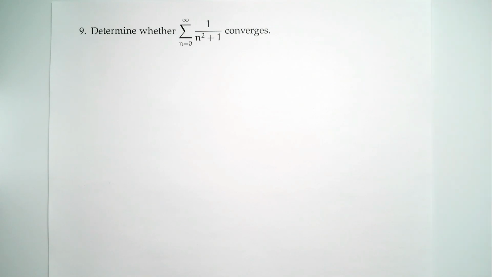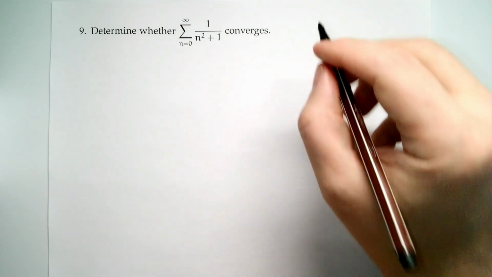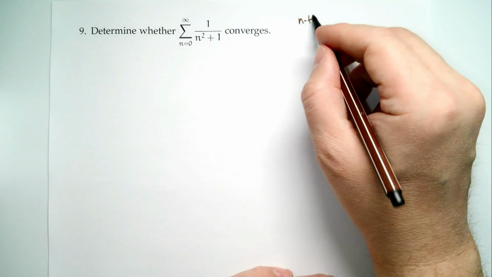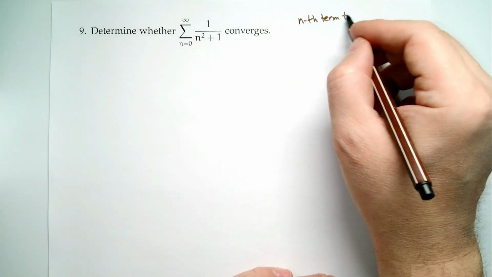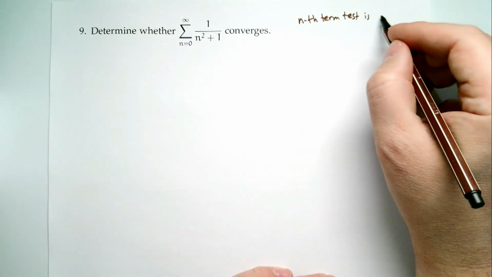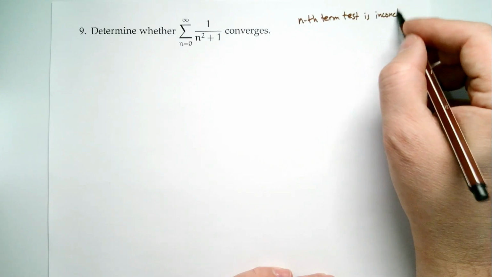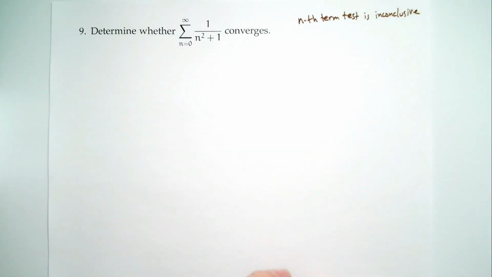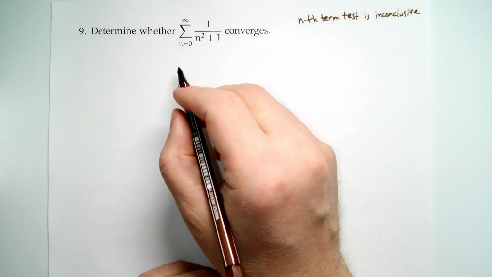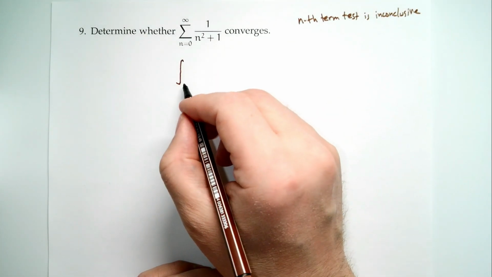So, what does the nth term test tell us? It tells us nothing, right? Because when the terms go to 0, we don't know. So the nth term test is inconclusive. That's just our way of saying we can't use it. And since we only have 2 tests, by process of elimination, we better do the other test. So we'll do the integral test.